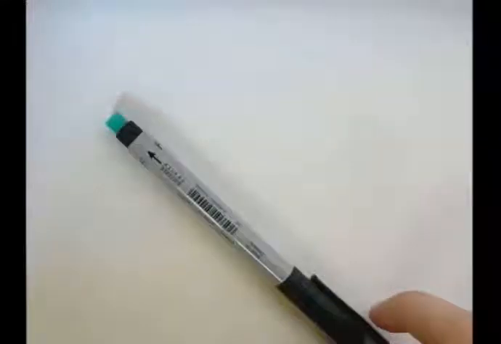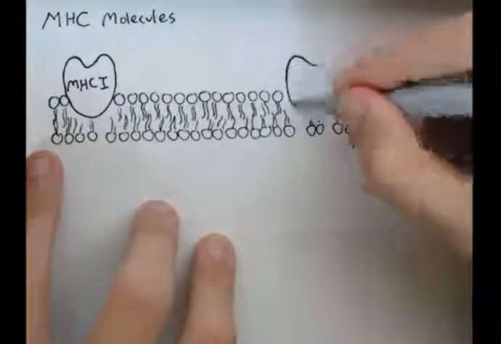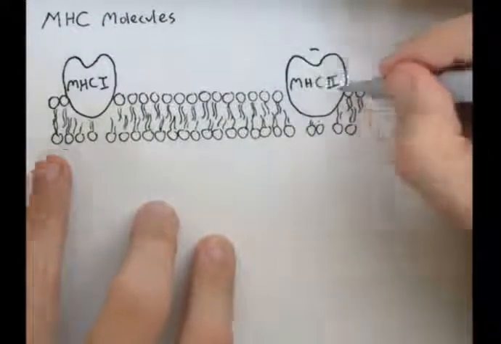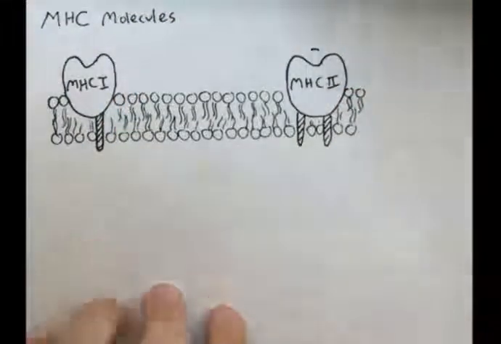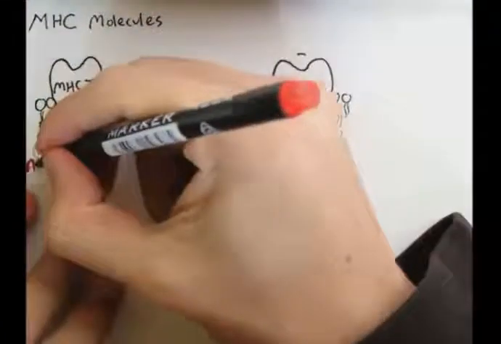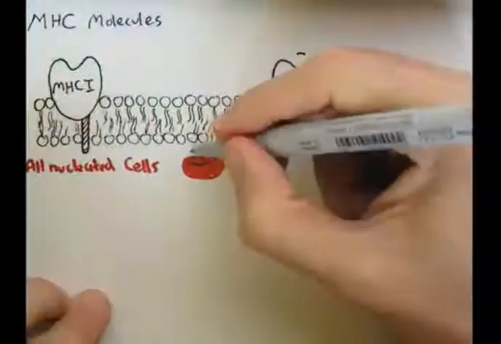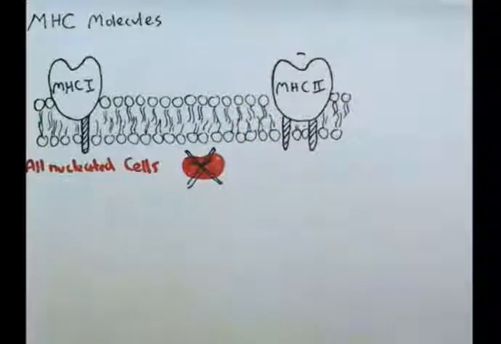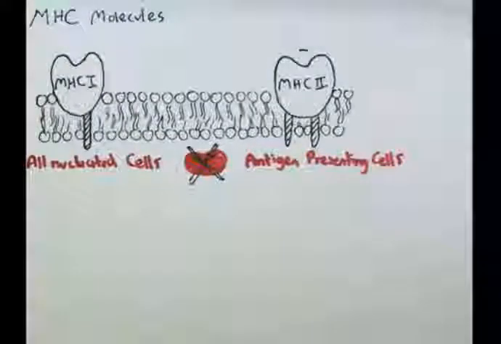Major histocompatibility complex molecules, or MHC. There are two types, MHC class 1 and MHC class 2. MHC class 1 is characterized by having one peptide leg bound to the phospholipid membrane, whereas MHC class 2 has two legs. MHC class 1 is found in all nucleated cells. Now this of course means they are not found in erythrocytes, the red blood cells. And MHC class 2 is found basically only on antigen presenting cells, and we will see shortly why.